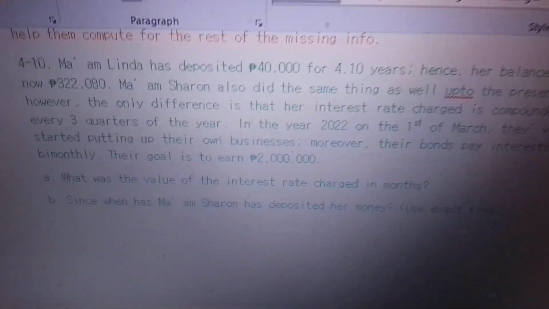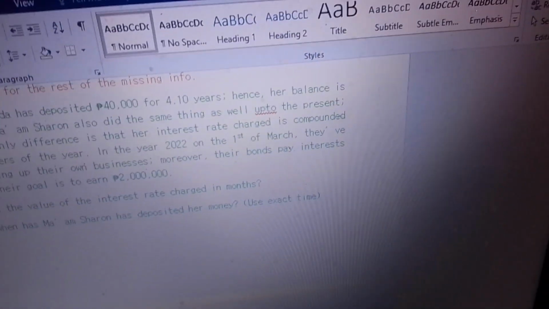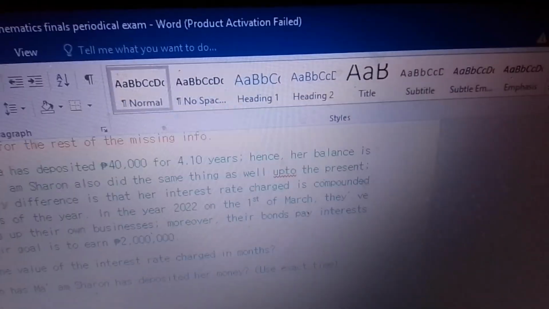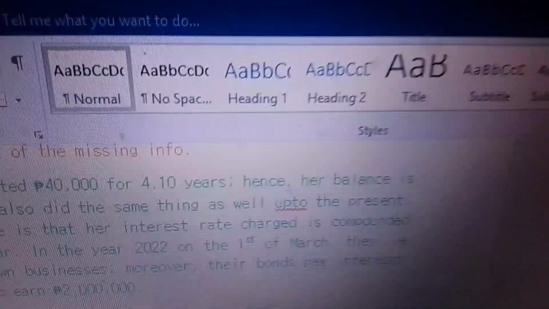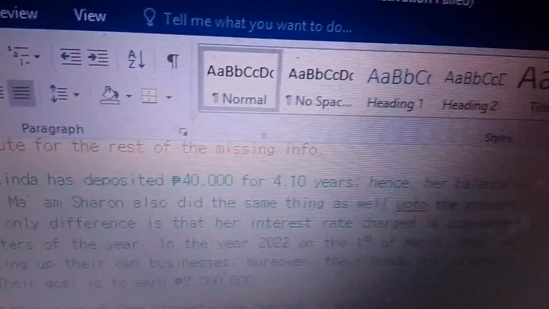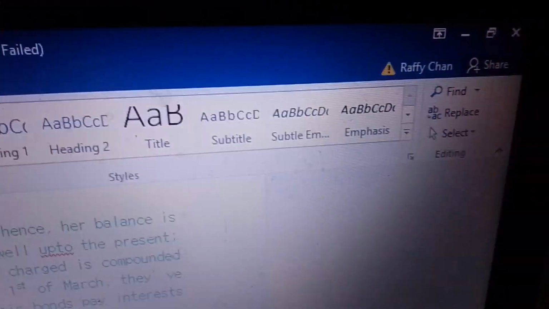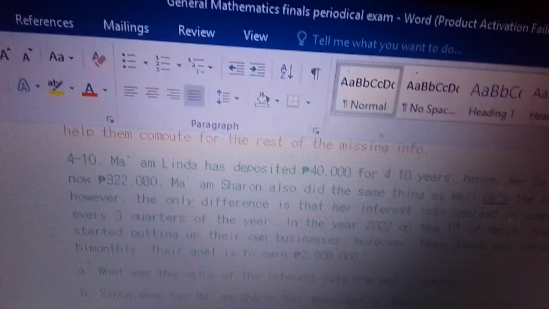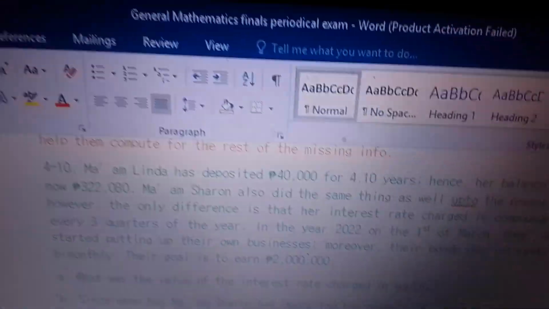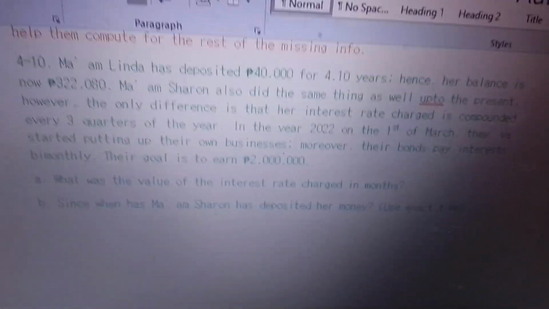Since when has Ma'am Sharon deposited her money? Use the exact time. In this particular situation, with Ma'am Linda, we have already found the interest rate. Remember, it says here Ma'am Sharon also did the same thing up to the present. She deposited 40,000 pesos for 4.10 years, and she wants to reach the amount of 322,880 pesos, just like Ma'am Linda. The difference is that her interest is compounded. So that implies compound interest.